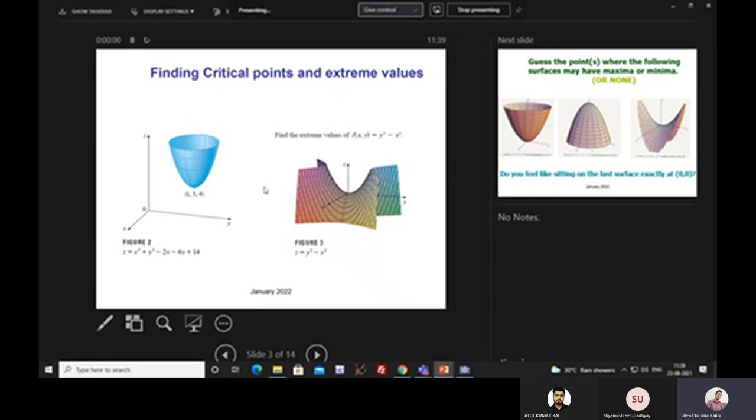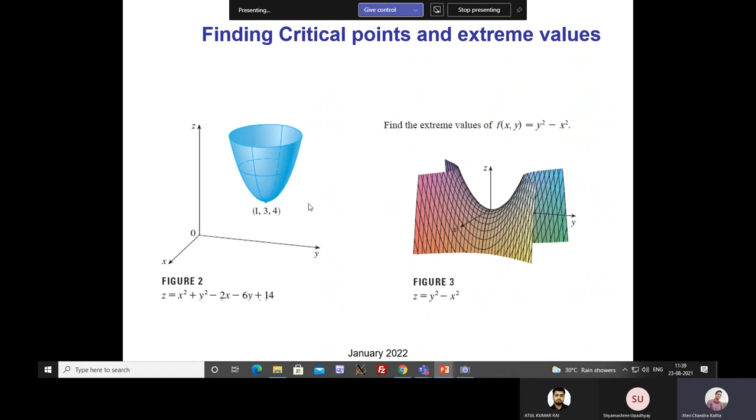Okay, so here you can see. This was the previous function that we were considering. Of course it's a paraboloid. And here, this is the graph of the function y squared minus x squared. So then you can see what is happening out here at this particular point. And again, I'm going to give you a very practical scenario for this particular example.